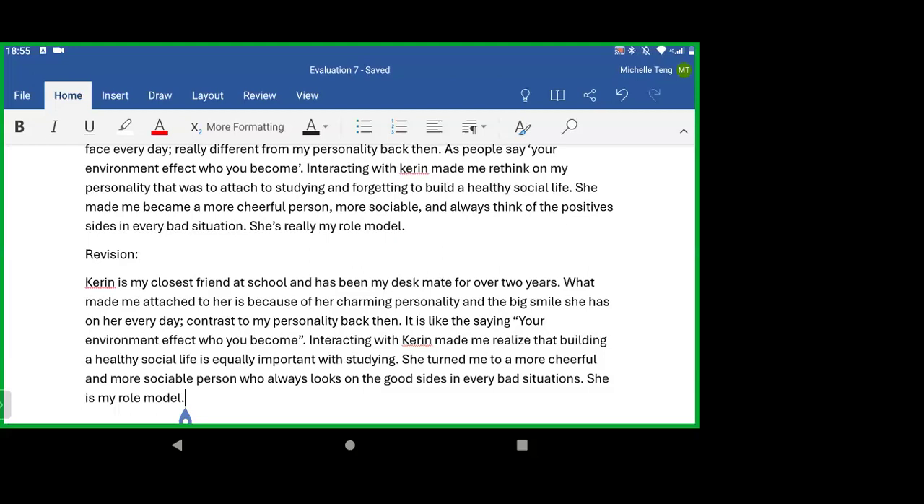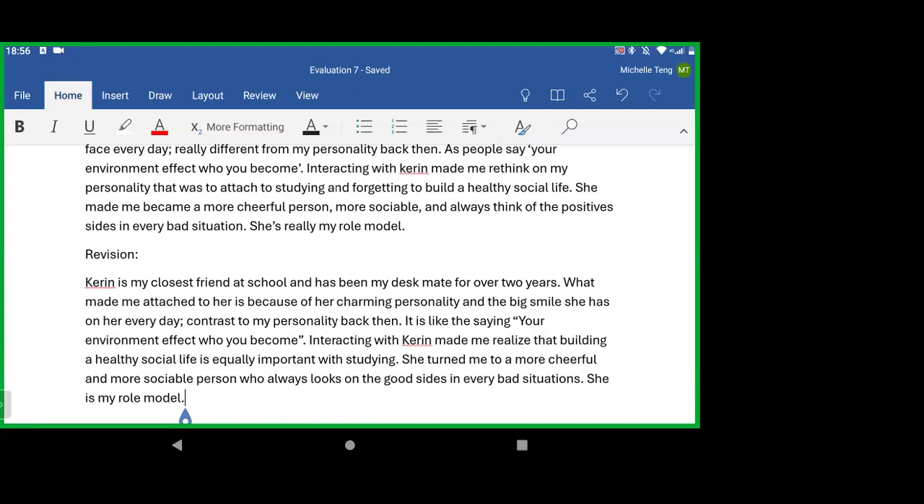"Interacting with Karen made me rethink my personality that was too attached to studying and forgetting to build a healthy social life." So I changed that a little bit: "Interacting with Karen made me realize that building a healthy social life is equally important with studying." I can offer some sentence variety. You can make it like the original one you wrote, or like the revision that I made here.